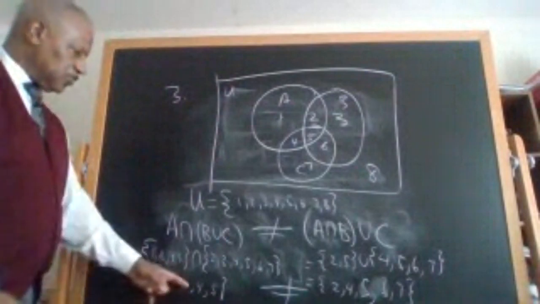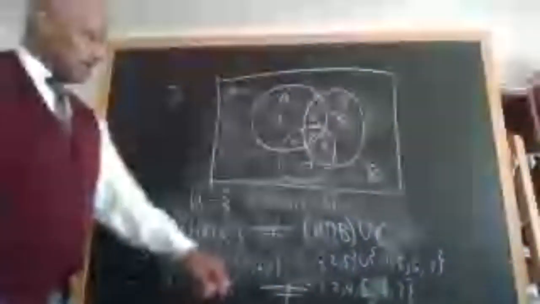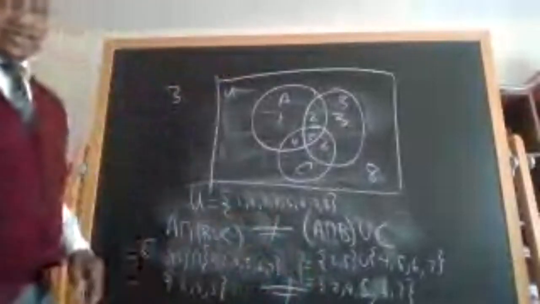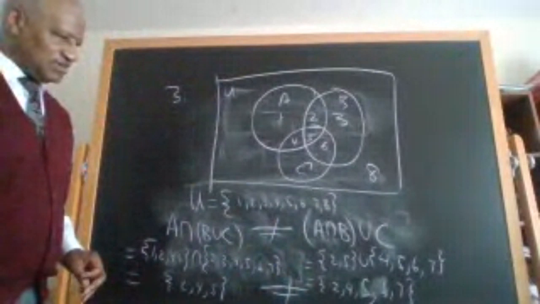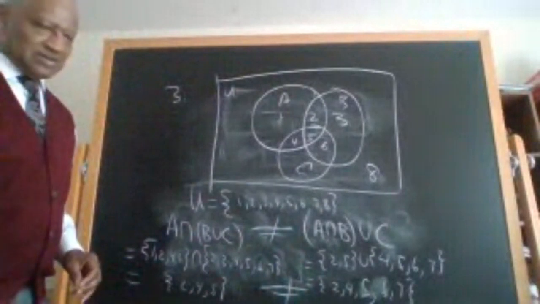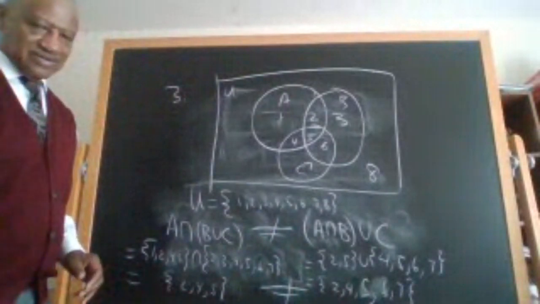And this one is 2, 4, 5. Again, you can see which one is a subset of the other. But that wasn't the problem. Got it? I got it.